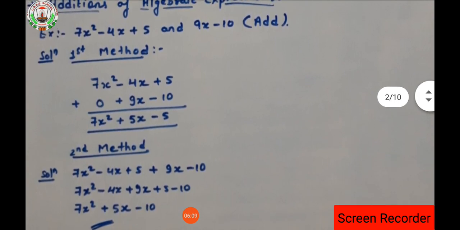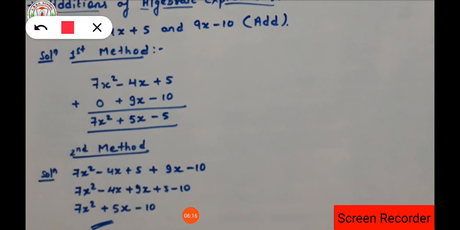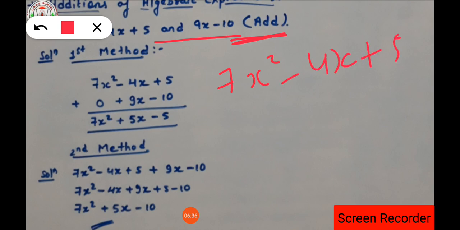So let us take an example of a question, that is 7x square minus 4x plus 5 and 9x minus 10. What we have to do with this question is add the expressions. By the first method, the first expression is 7x square minus 4x plus 5, and in the second, you just look out, 9x minus 10 is there.